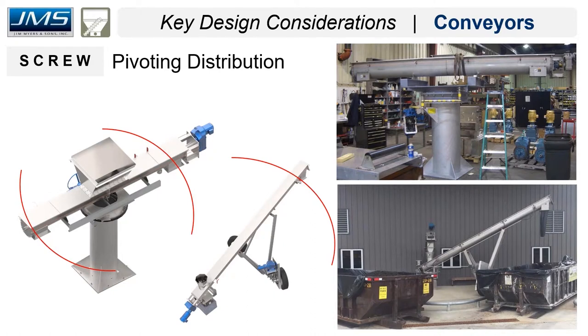Pivoting conveyors accept sludge at the pivot point and rotate to distribute into bins or trucks. They're automated with drives and sensors to fill multiple containers. It's a good option for small to medium-sized plants.